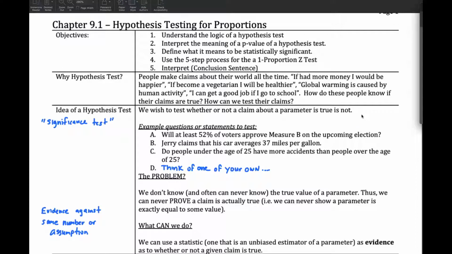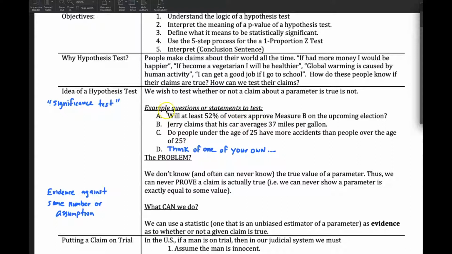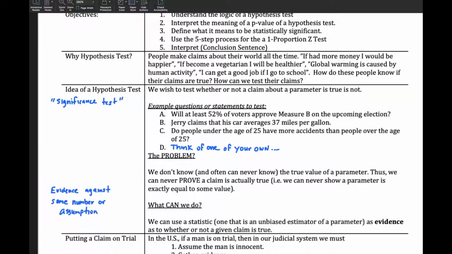And the reasoning is as follows. Suppose for the moment that we assume there's no effect present in the population. That's important there. And then if we observe something in the world that's very unlikely to occur given this assumption, then that should be evidence that maybe the no-effect assumption is false, that maybe something's actually going on. And so the idea of a hypothesis test is that we wish to test whether or not a claim about a parameter is true. And again, that term parameter is a value from the population.